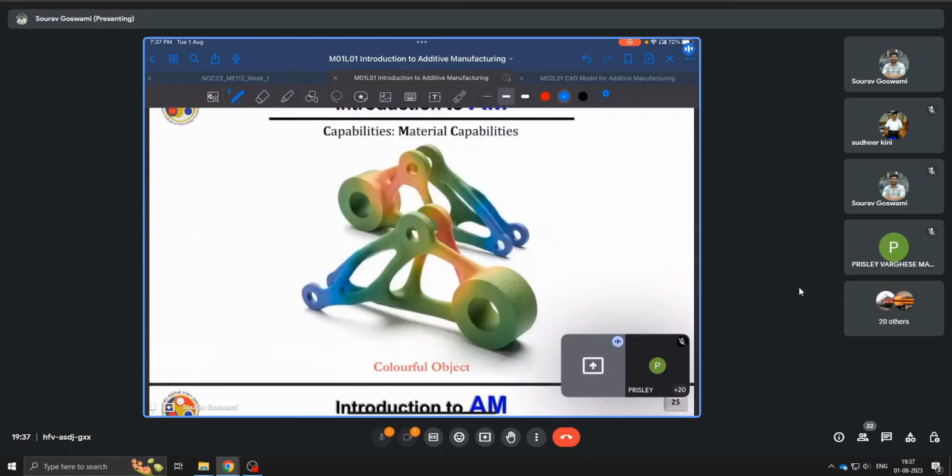Here again, we see a colorful object. Now, what should be noted is that this color is not applied externally, rather, these parts have been printed with different colors of filaments. So, say green, yellow, red, this is blue. And even then, you have different colors of blue. So, maybe I'll mark one. This part has been printed with at least five different filaments as per necessity.